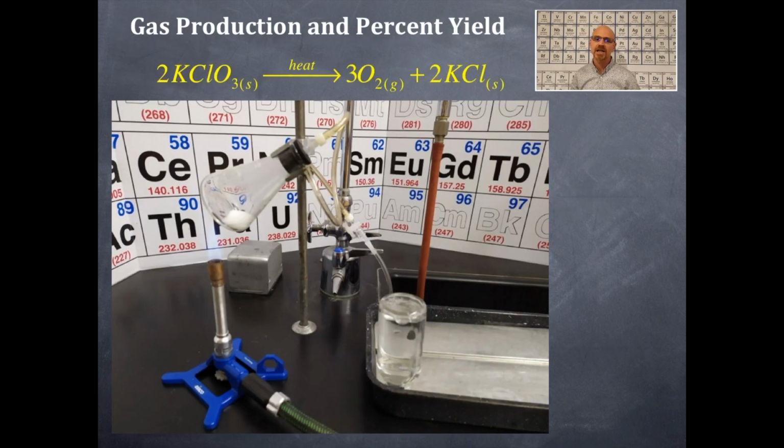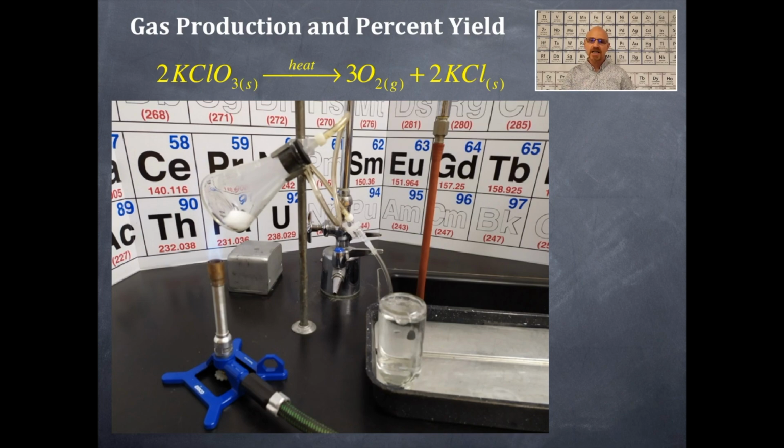So here's what we got. This is the balanced equation. This is a decomposition reaction. On the reactant side is solid potassium chlorate. There's 2 moles of that. Okay, you need heat, and that's in the form of that Bunsen burner. You get 3 moles of oxygen gas, that's molecular oxygen, and then 2 moles of potassium chloride. Okay, that's in its solid state.